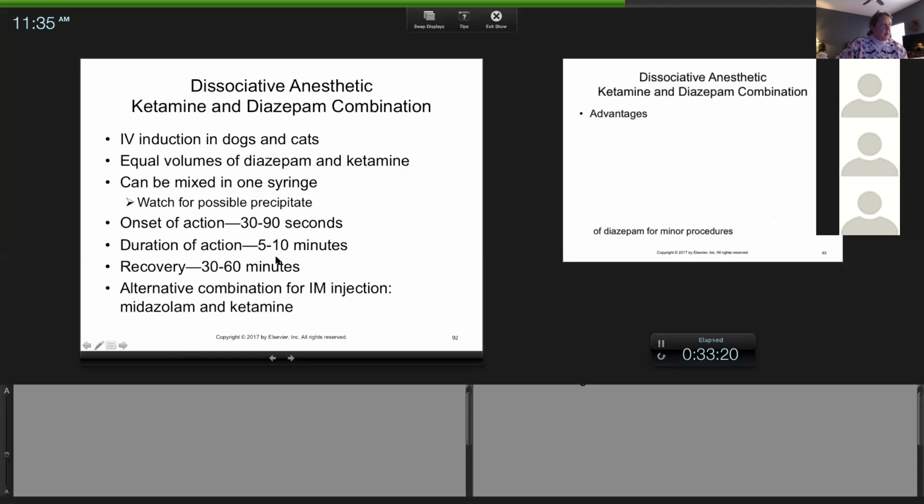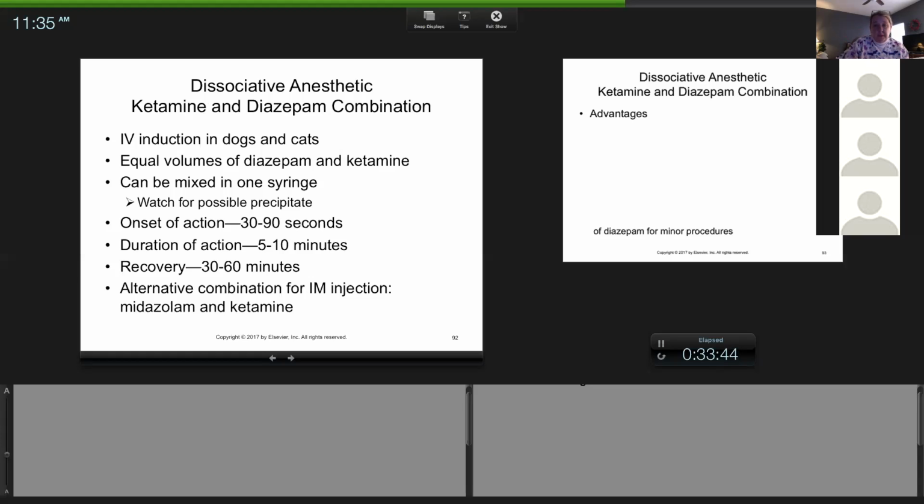Ketamine Valium is the most common combo. You can give it in the same syringe. I told you guys like 1 mil per 10 pounds. 1 mil is a half mil of each. So 1 mil is 50-50. But if I have a 20-pound dog and you need 2 mils, that's 1 mil of ketamine, 1 mil of Valium. Ketamine is the only thing you can mix with diazepam.